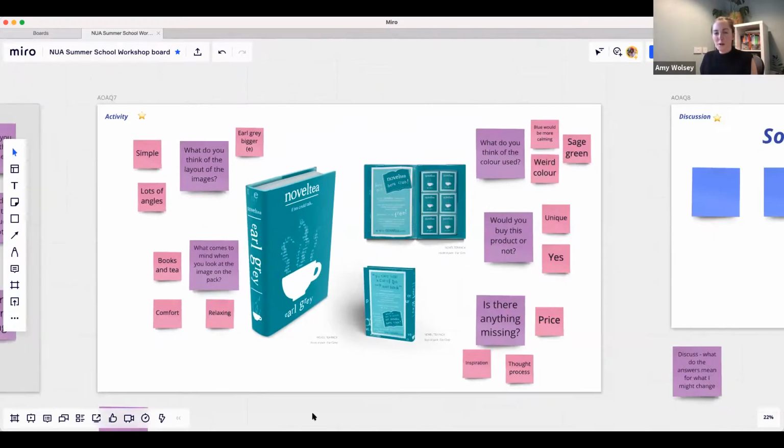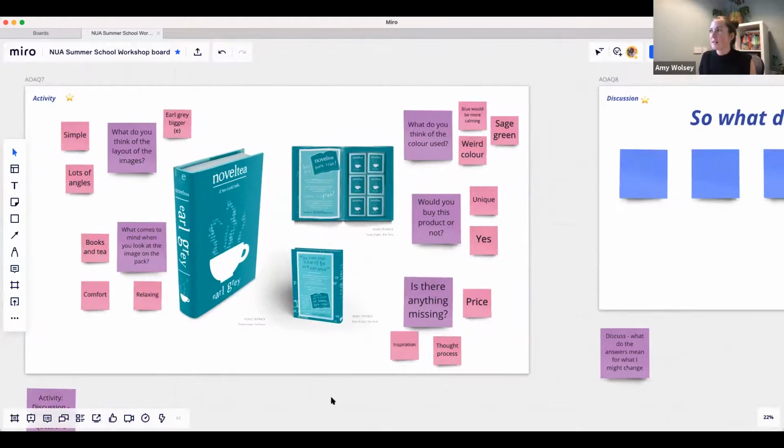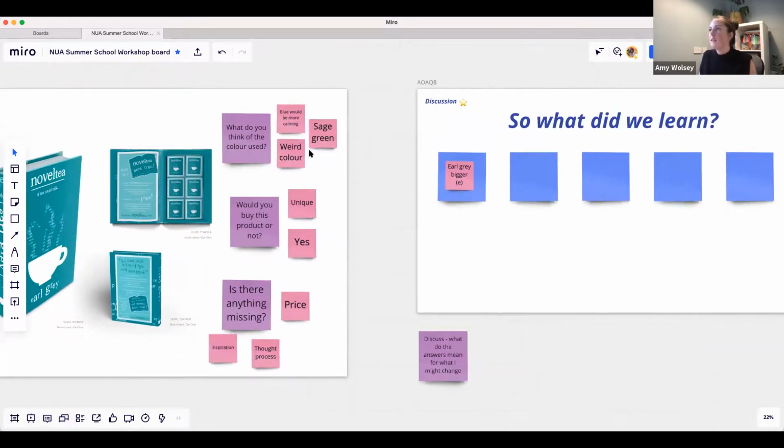I'm just going to show you what I might then do off the back of this. So let's say, for example, and if you bear with me a couple of seconds, I'll just move some of these things across. So the Earl Grey could be bigger. That was all quite good feedback on what comes to mind, so maybe I wouldn't look to change or adjust that. Bit of a weird colour maybe.